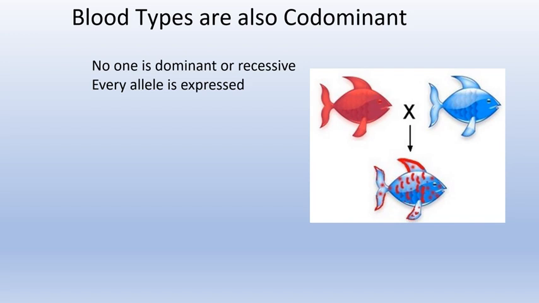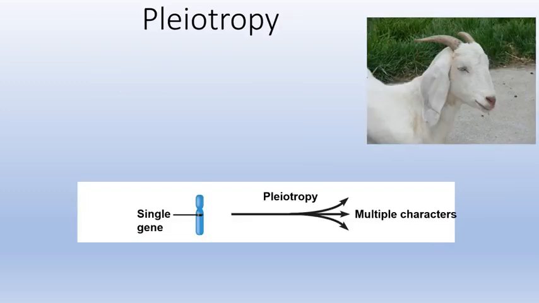Blood types are also codominant, and this is exemplified by the type AB people. They have both the A protein and the B protein expressed in their little red blood cells. The next 2 slides are the opposite of each other.